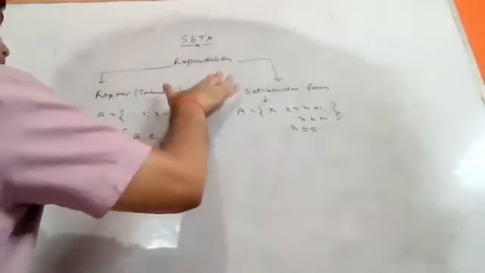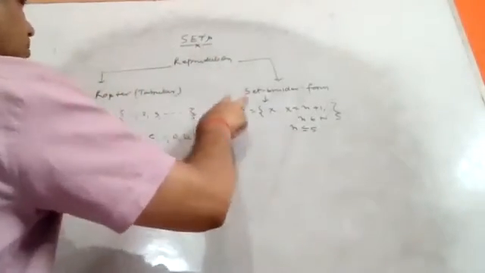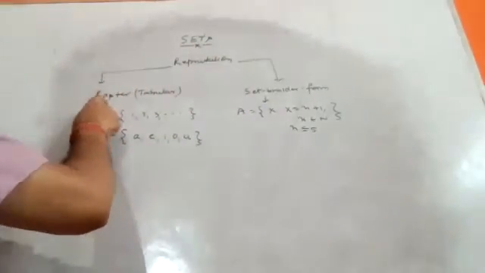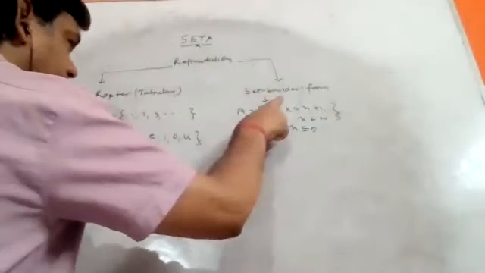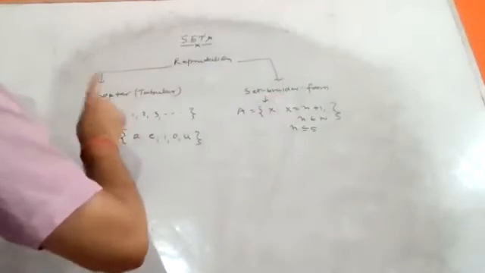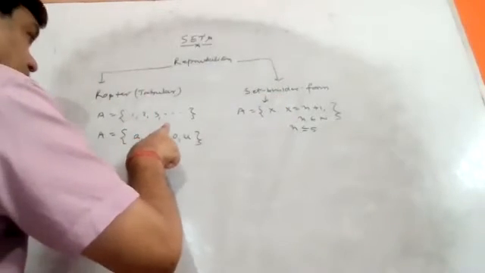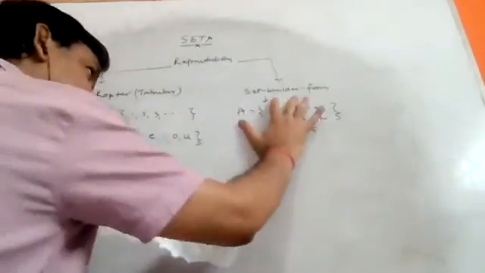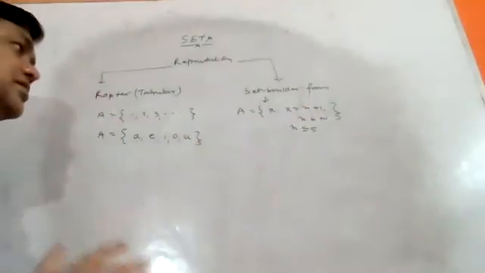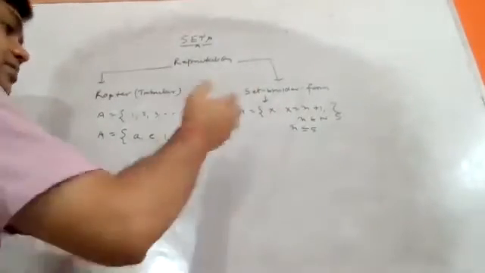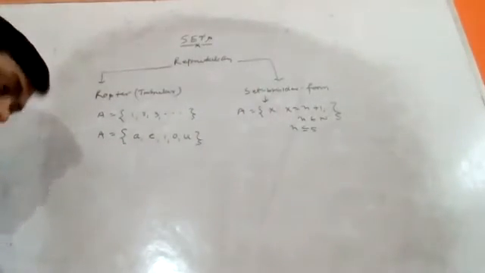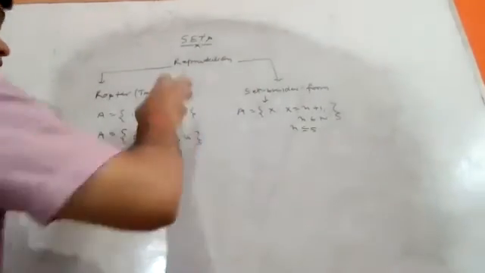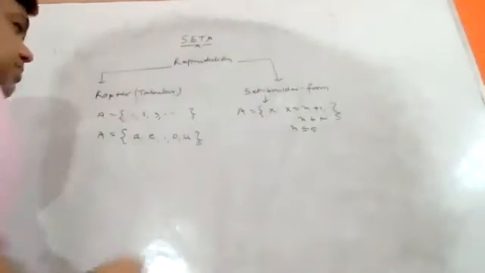But in set theory, we can define a set by two types of methods. First is the roster form, second is the set builder form. What is roster form? When the elements are separated by commas, or the elements are listed. This one is the roster form. And the set builder form is where we represent the set in a formula method, some expression method, or some statement method.